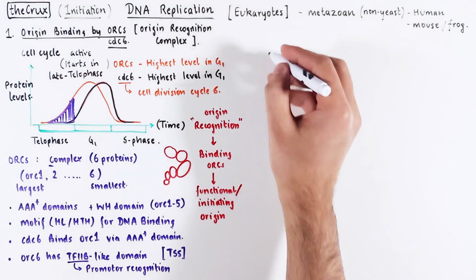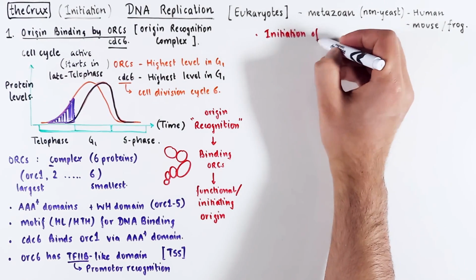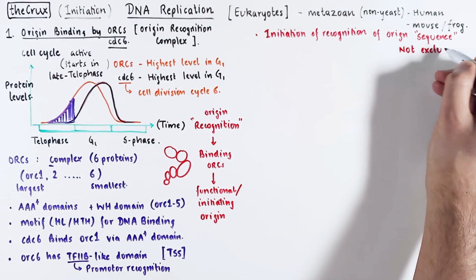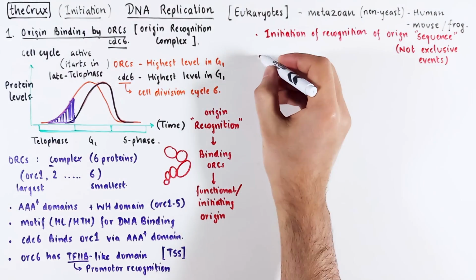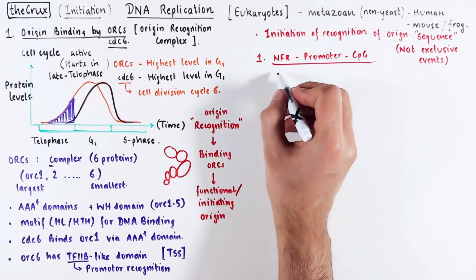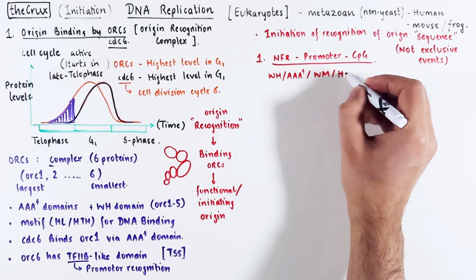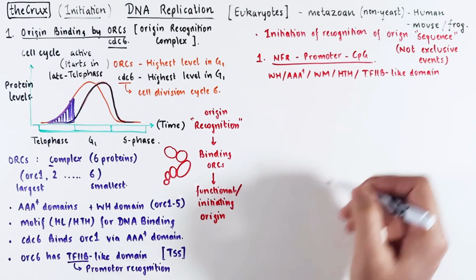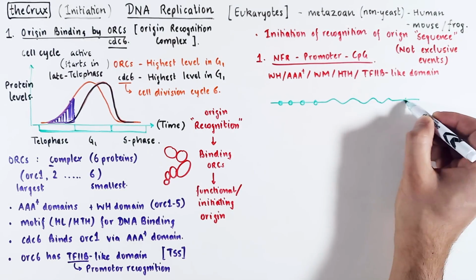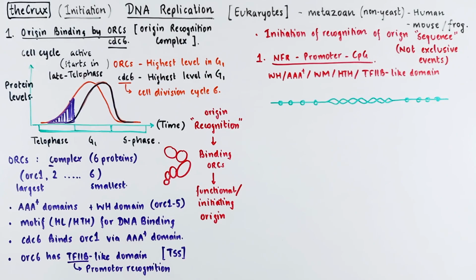I will cover some possible examples to illustrate this, and these are not exclusive events, which means that multiple of these events can happen at the same time. The first is the nucleosome-free regions, promoter regions, or CpG islands. This one is a little straightforward because any DNA binding domain in the ORCs, like the winged helix, ATPase domain, Walker motif, and even the TFIIB domain in ORC6, can recognize DNA that is available for binding in the open conformation, meaning that it is not heavily associated with histones.